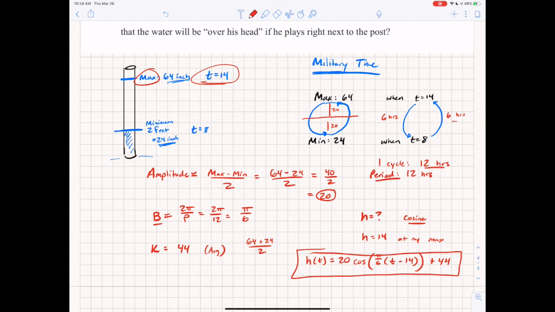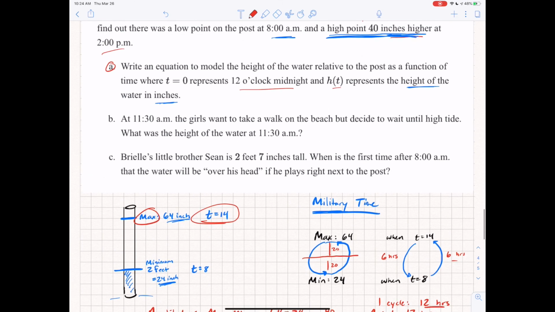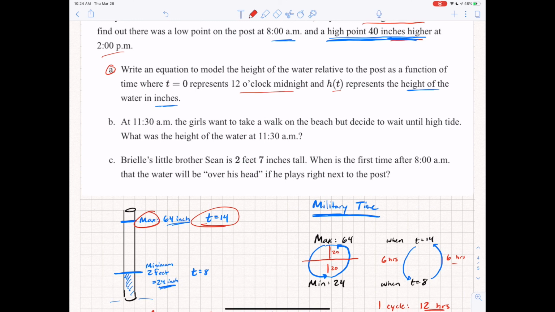I'm looking for what I did with my pencil because it seems to have found it. All right. Now, part B. At 11:30 a.m., the girls want to take a walk on the beach, but decide to wait until high tide. What was the height of the water at 11:30 a.m.?